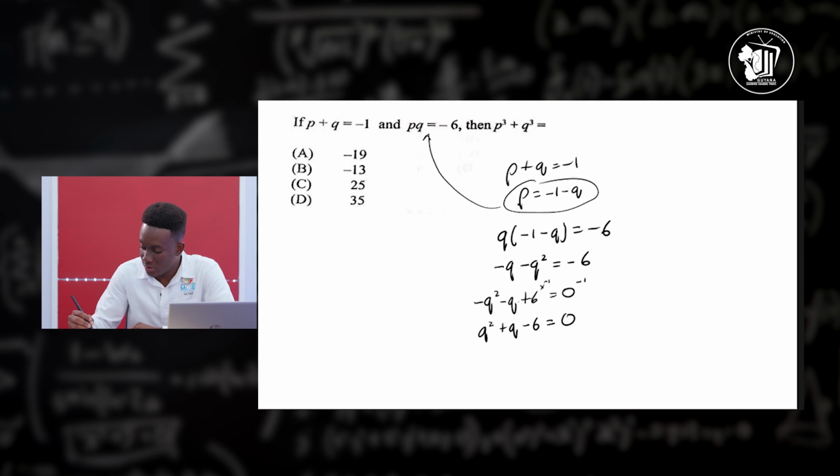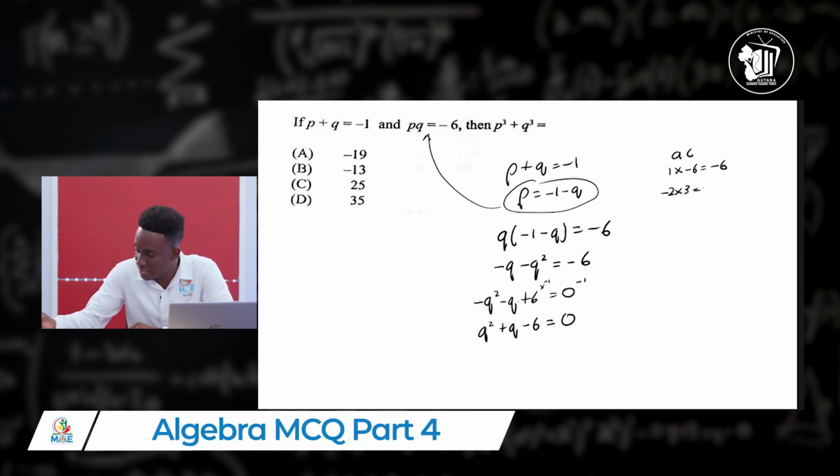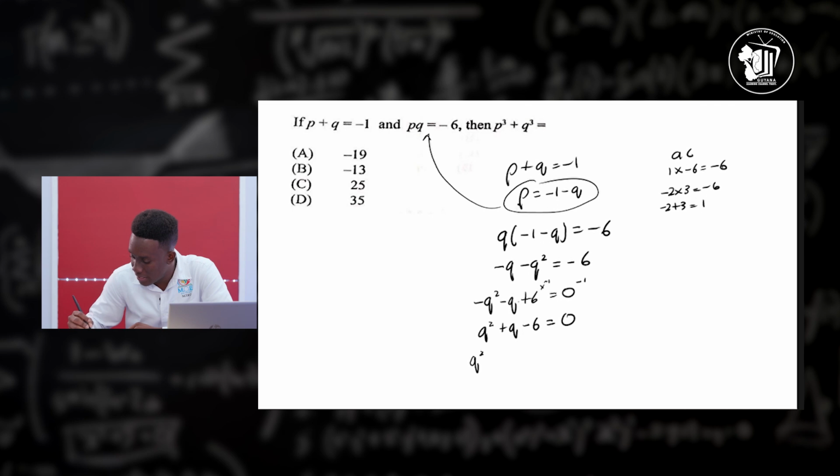So we can use the AC method. A is equal to 1 and C is equal to -6, so 1 times -6 would give me -6. And I want two numbers that, when I multiply them, I get -6, and when I add, I get +1. So I can try -2 multiplied by 3 would give me -6, and -2 plus 3 would give me +1. So I'll have Q squared minus 2Q plus 3Q minus 6 is equal to 0.